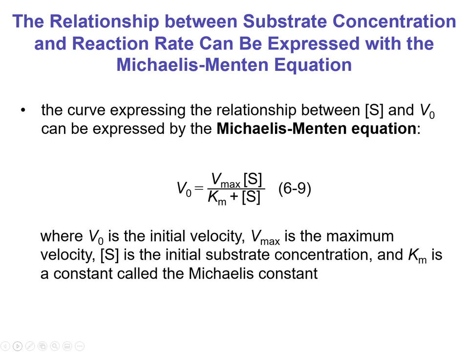The relationship between the substrate concentration and the reaction rate can be expressed with the Michaelis-Menten equation, which is right here. So we've got our initial velocity, V naught. We say that naught. So if you remember from physics, if you've taken physics already, V naught equals Vmax times the concentration of substrate over the Km, which is the Michaelis constant, plus the concentration of substrate. So this is the Michaelis-Menten equation.